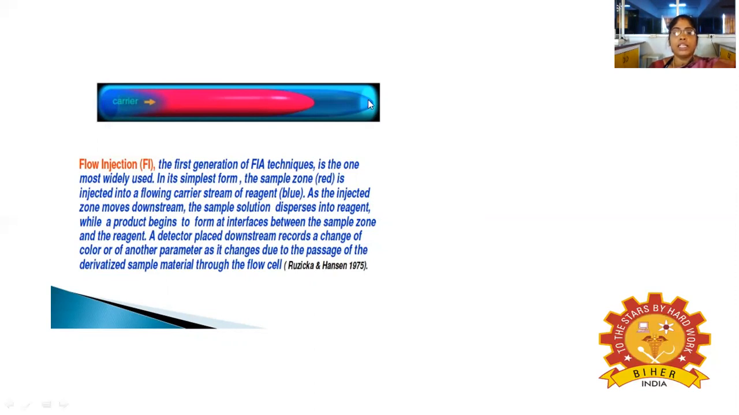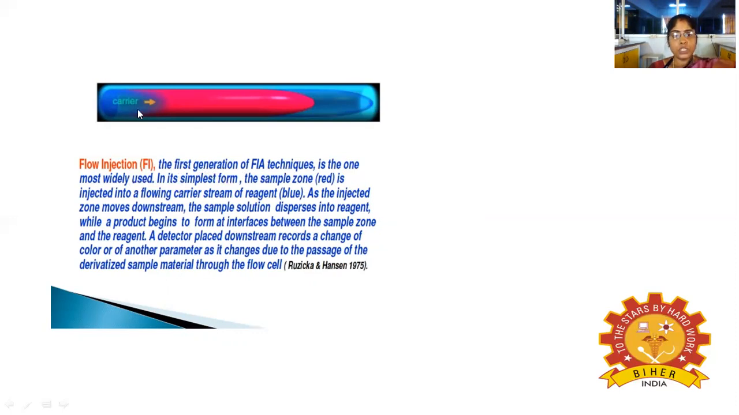In the next region we place the detector. Once the mixing has been done properly, it is taken to the detector for analysis, so that it gives you a digital value on a display of what chemicals are present in it. That's why we say it is the first generation of the FIA technique, and it is most commonly used for analyzing chemicals.